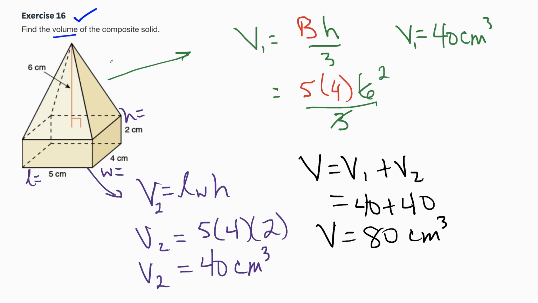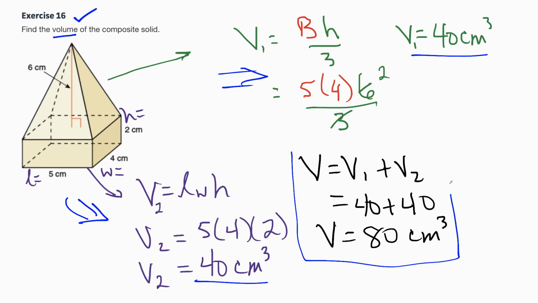All right, so I find the volume of this pyramid. I do the work over here, and I get my volume. I find the volume of my rectangular prism down here, and I get the volume. And then what do I do? I add those together. Okay, so my answer is 80 cubic centimeters.